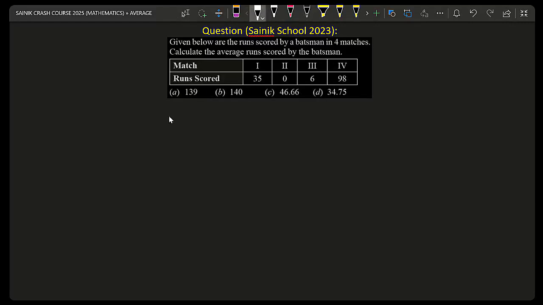35 plus 0 plus 6 plus 98, by 4. Because there are 4 observations. Okay, this we need to simplify. How can we do this? Add. If you add all of them, what is the answer you're getting? Sir, 139. 139 divided by 4. So I want to simplify this and make it into a decimal. How can I convert?